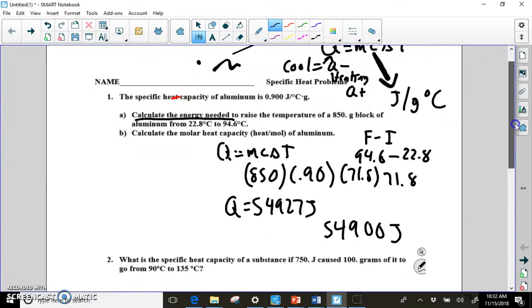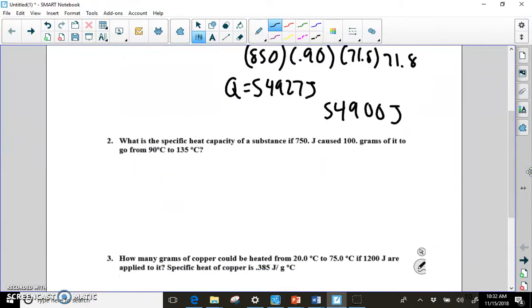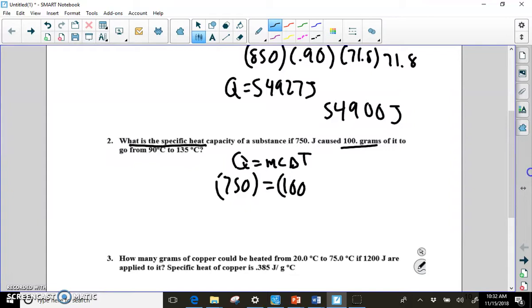Okay, so now, next question. We're just going to be solving for different things. Write down the equation: Q equals MC change in T. Okay, so Q is 750. Our mass we have here is 100. They're asking for what the specific heat is. That's C. And our change in temperature, this is the final temperature and that's the initial temperature, so we're going to do final minus initial. And we're going to get 45 as I do it with the calculator.